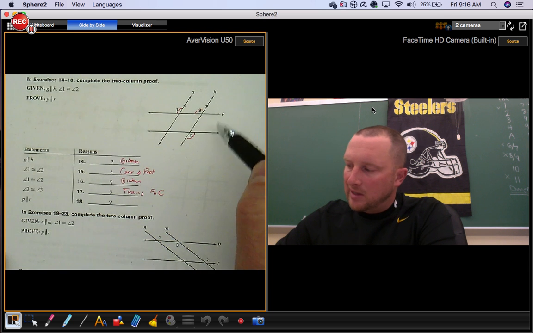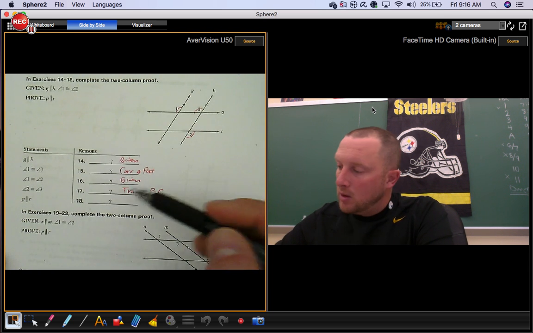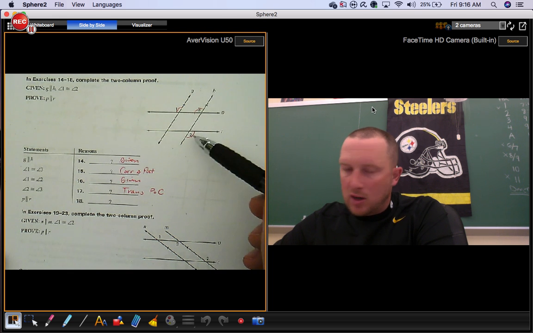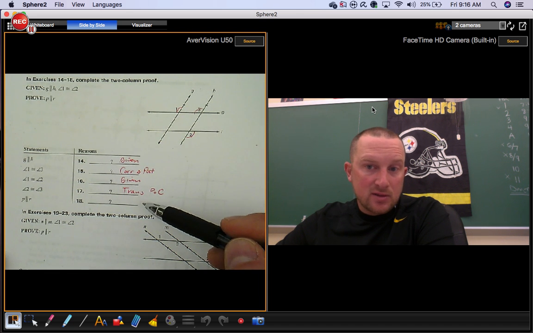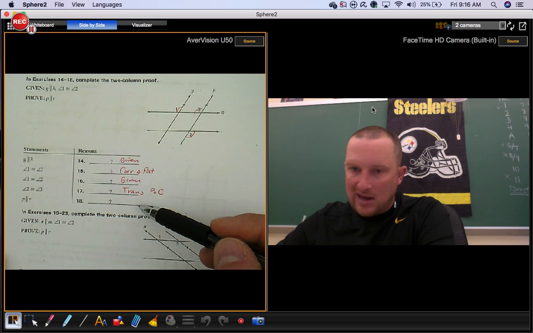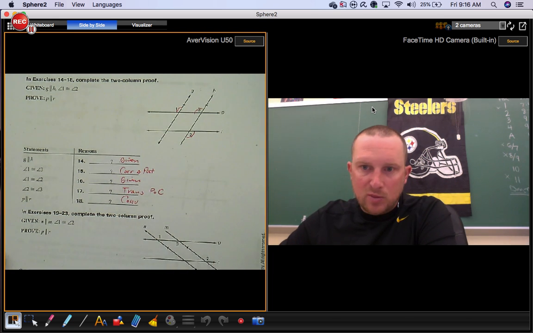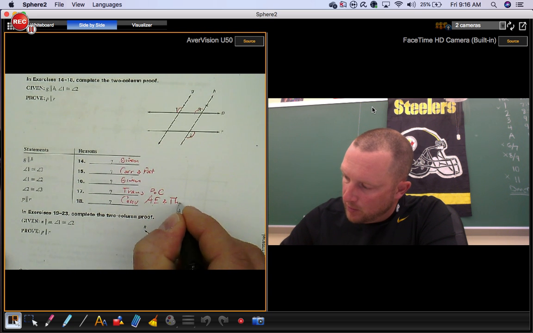How do you know line P and line R are parallel then? Well, here's the difference. Angle 2 and angle 3 are not corresponding angles. Angle 2 and angle 3 are alternate exterior angles. So the only difference with this proof and the one we did on practice A is this last reason. It's the converse, because you're proving lines are parallel, of the alternate exterior angle theorem.